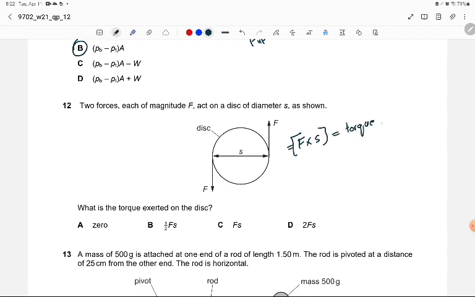It's a couple. Basically, we have two forces which are exactly equal and opposite in direction, and we happen to have a perpendicular distance between the two forces. So torque of a couple, and that is actually F into S. C option directly.